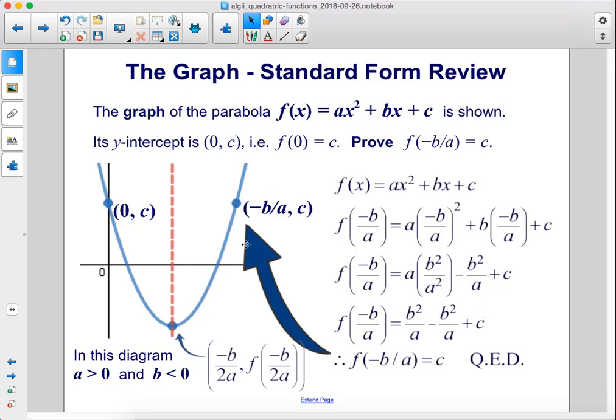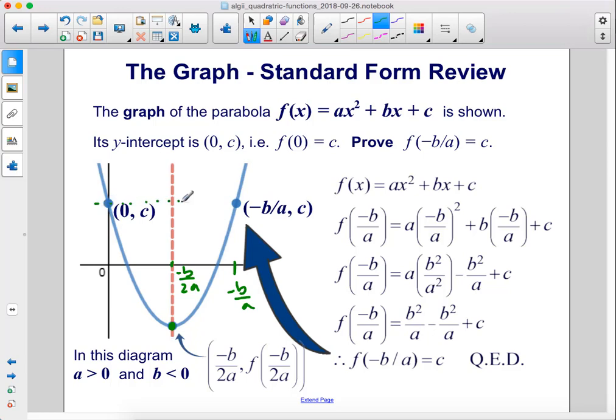Therefore, f of negative b over a equals c, which is this point right here. This is negative b over a. Therefore, we have then this point, which is negative b over 2a, which is half of this length, gives us the axis of symmetry here. Negative b over 2a is going to give us f of negative b over 2a. This is the vertex of the parabola. And as you can see, our y-intercept, (0, c), is at the same y value as this c over here at negative b over a.